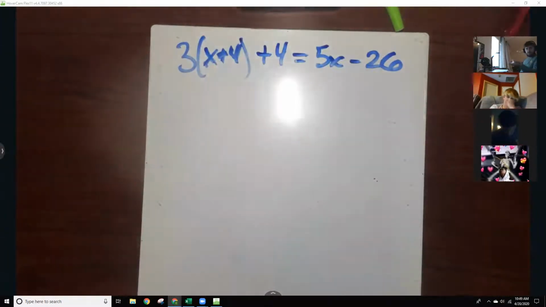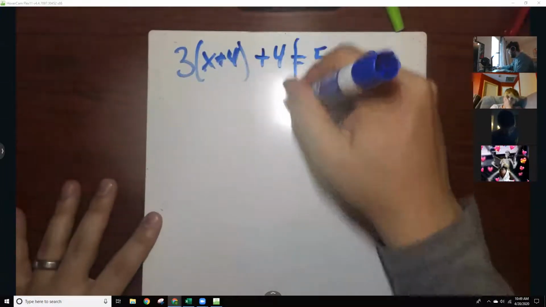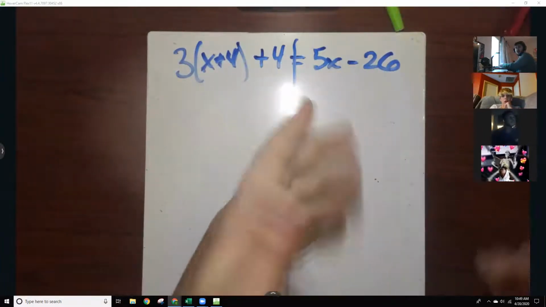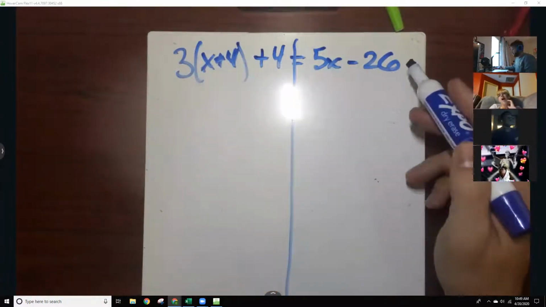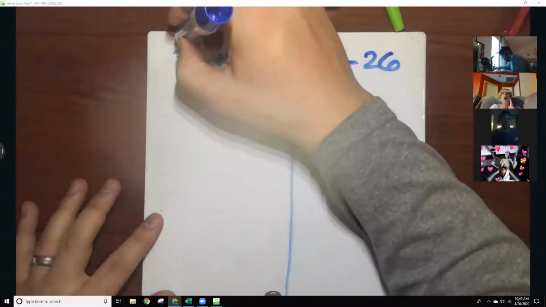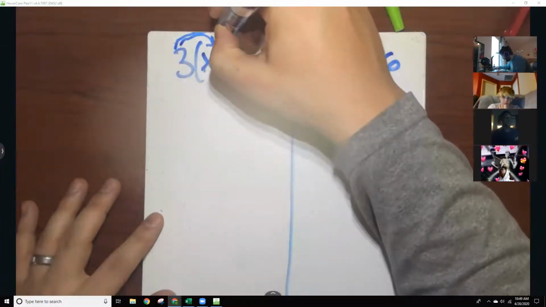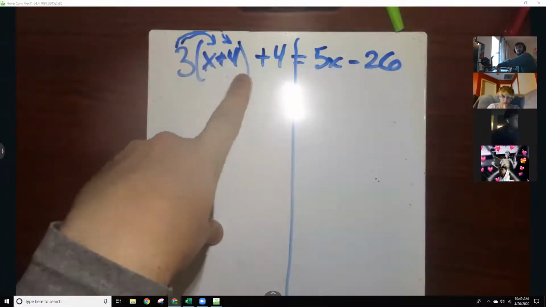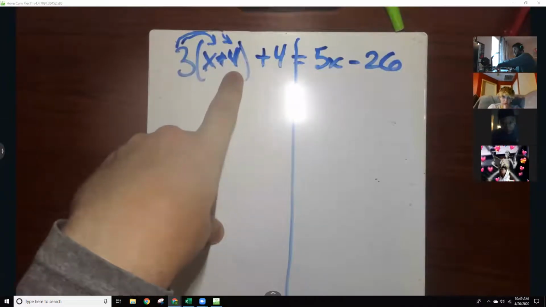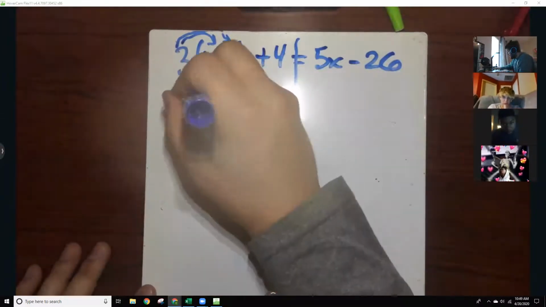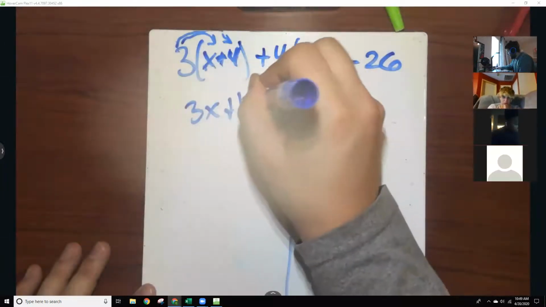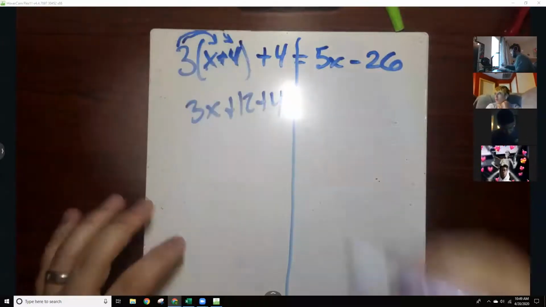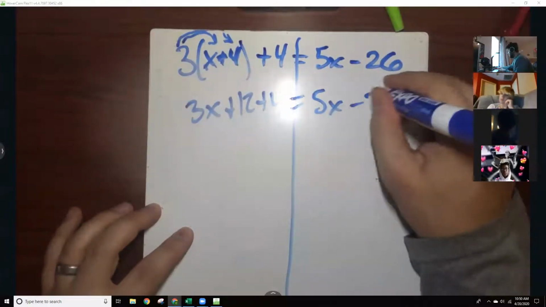Okay, so this one, again, like I said, get the left side and the right side all sorted. The right side's actually all good. We don't have like terms, so we can't really do much over there. But over here, we've got distributing. Make sure when you distribute, you're only distributing to things inside the parentheses. So I don't want to distribute the 3 to both 4s, right? Just this 4, because he's the one in the parentheses. So that's 3x plus 12, right? 3x plus 12 plus 4. So 3x, 12, and we got that extra plus 4 on the end. 5x minus 26, like that.